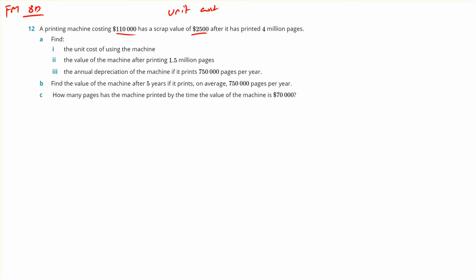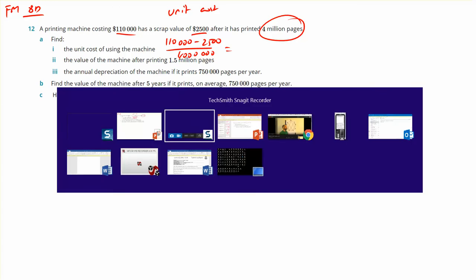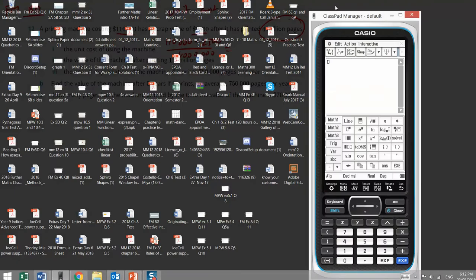Okay, so all I'm doing is finding the depreciated value. To find the depreciated value, I just subtract the scrap value from the new value. And then, to find the unit cost, because this is the amount it's lost, but it's lost per 4 million pages, you've got to divide it by 4 million. Let's see, I physically need to get a calculator.